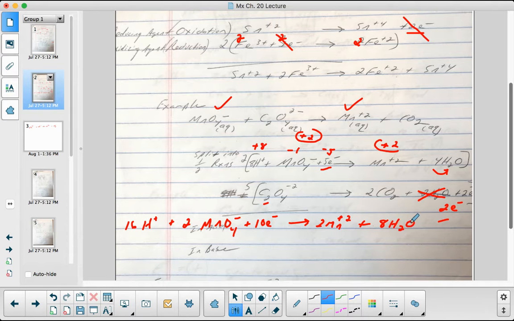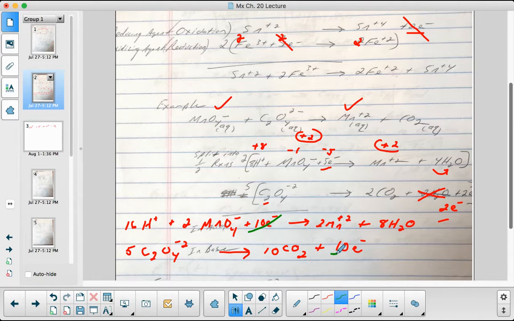Okay, so you have to go all the way through with it. And then in the other equation, I would have 5 C2O4 negative 2, and that would go to 10 CO2 plus 10 electrons. All right, so as long as I have 10 electrons on opposite sides, I'm probably in good shape. So I can see that my electrons cancel.